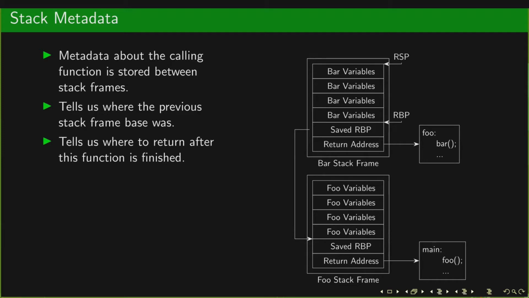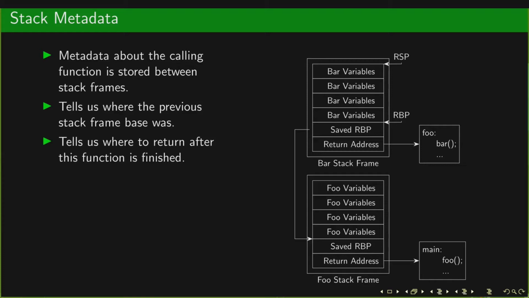Okay, so you may have noticed on these pictures that I have some random things that I haven't talked about. There's this saved RBP and this return address in these stack frames, and I didn't mention what those are or why they're there. Those are just metadata about the calling function. So this saved RBP is exactly what you would think it is. It's the saved RBP for the previous stack frame.